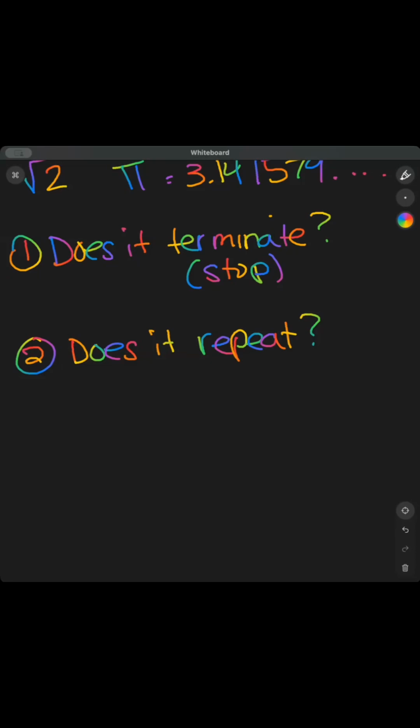So, for example, if we have 3, the number 3, does it terminate? Yes, it ends. It doesn't keep going on forever. So automatically rational. I don't even have to ask that second question.